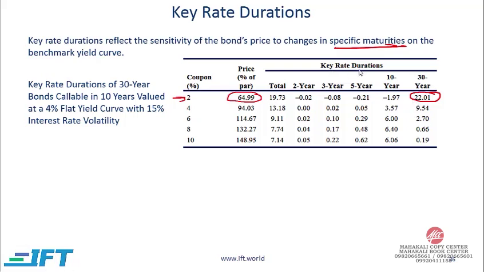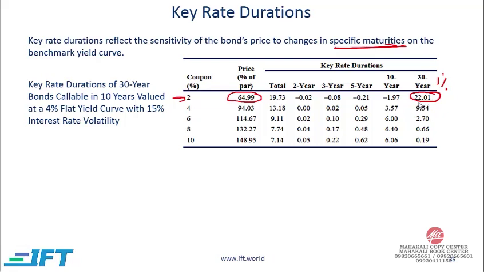We are saying that the 30-year key rate duration is 22.07. What that means is if only the 30-year rate changes by 1% and all other rates remain the same, then the value or price of this 30-year bond with a 2% coupon will change by approximately 22%.